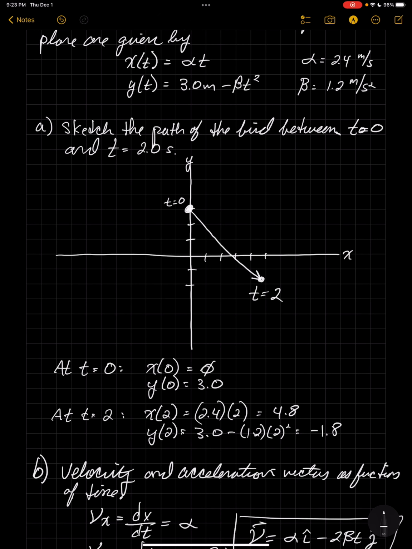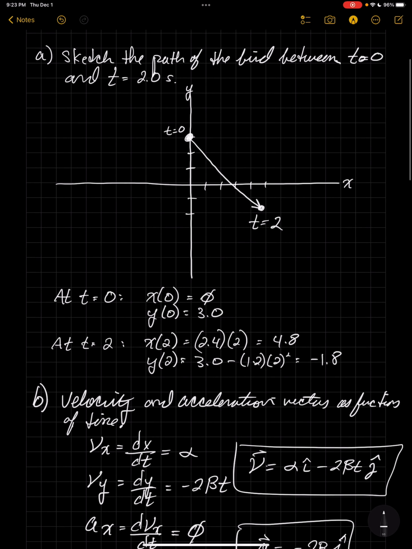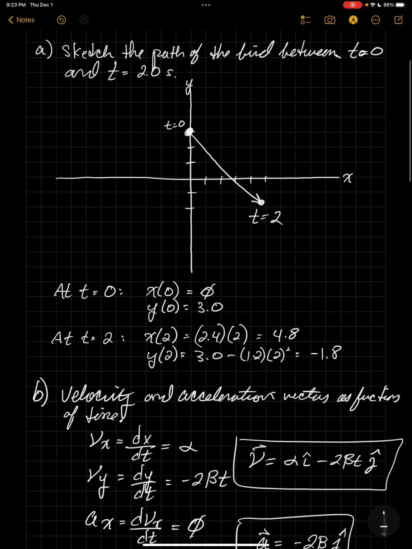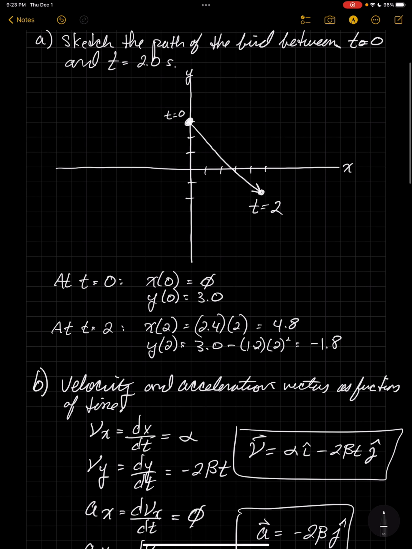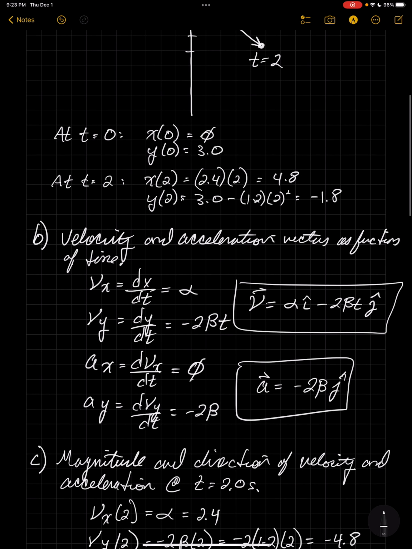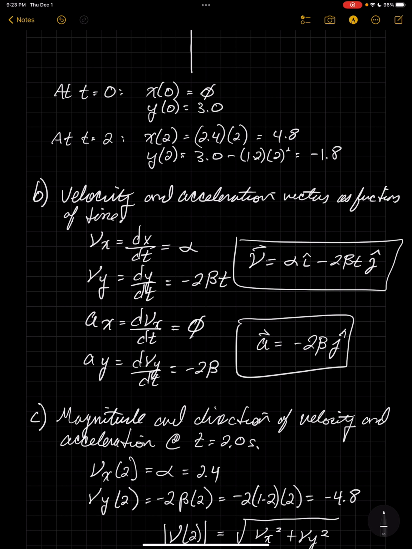We're then interested in calculating the velocity and acceleration vectors of the bird as functions of time. This requires us to use a little bit of derivative calculus in order to calculate the velocity and the acceleration vectors as functions of time. So of course, velocity in the x direction is just the derivative of x with respect to time, and velocity in the y direction is just the derivative of y with respect to time.